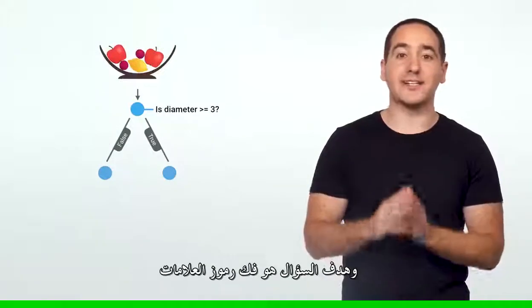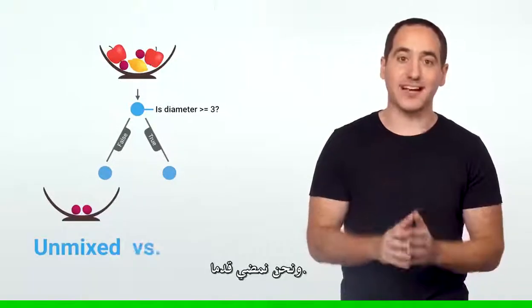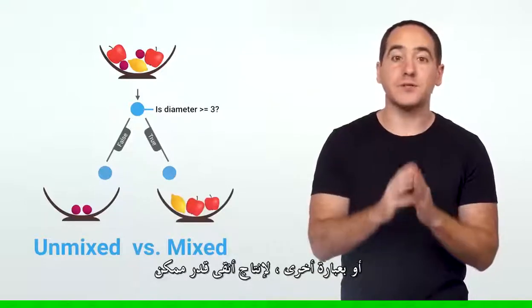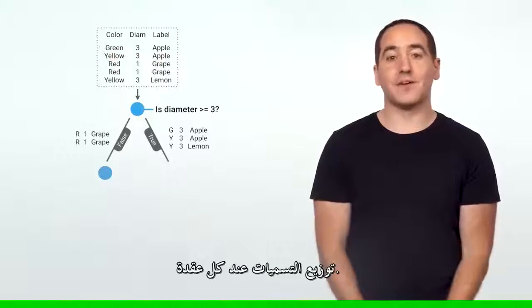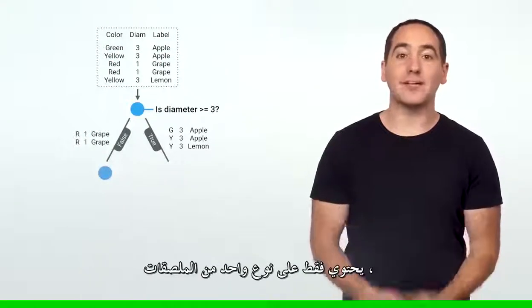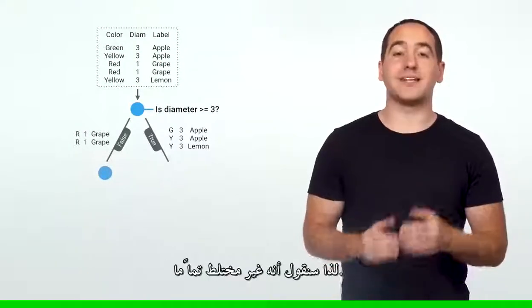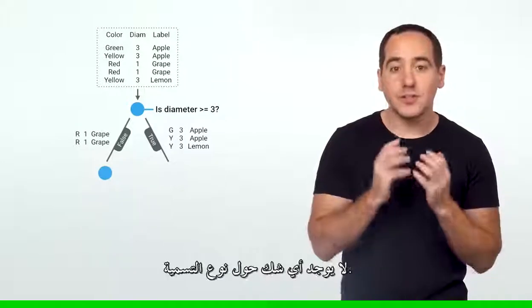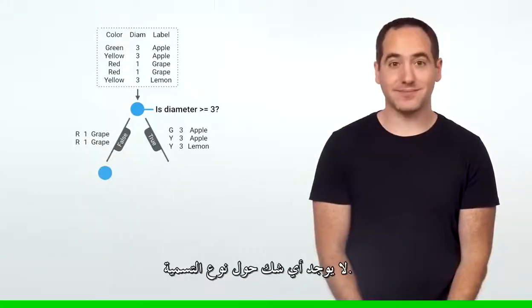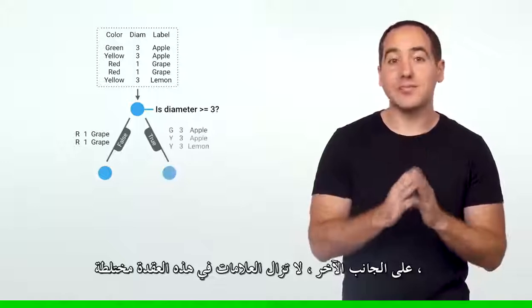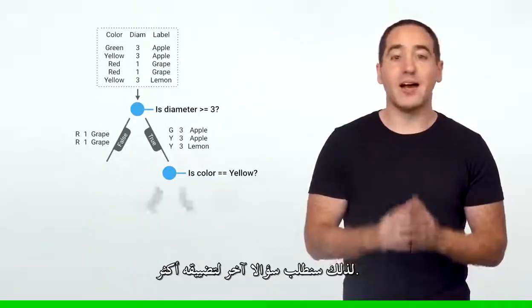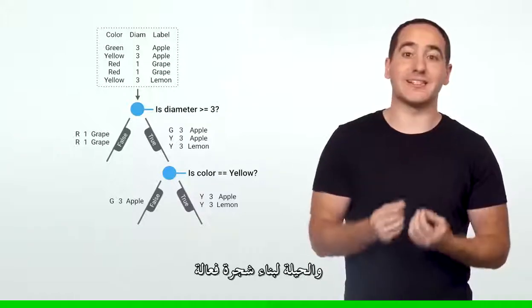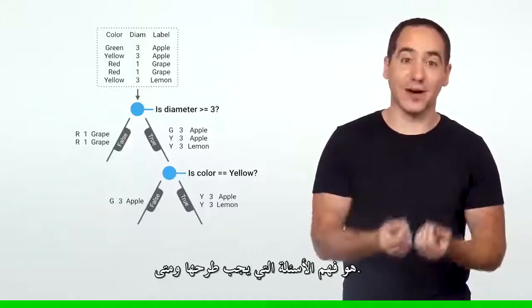And the goal of the question is to unmix the labels as we proceed down. Or in other words, to produce the purest possible distribution of the labels at each node. For example, the input to this node contains only a single type of label, so we'd say it's perfectly unmixed. There's no uncertainty about the type of label. On the other hand, the labels in this node are still mixed up, so we'd ask another question to further narrow it down. And the trick to building an effective tree is to understand which questions to ask and when.